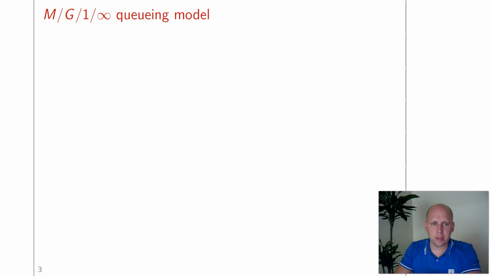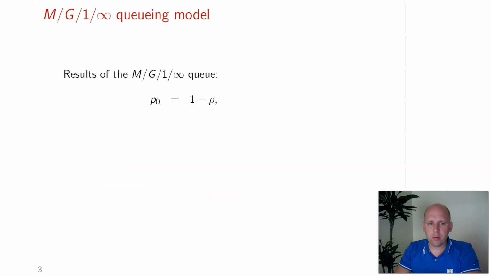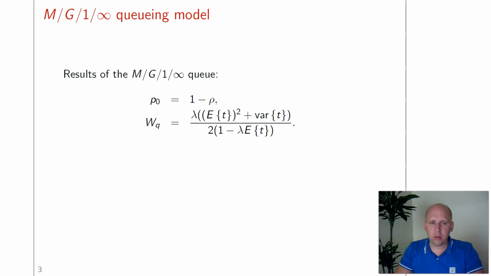So that makes sense. We have, of course, that P0 is 1 minus rho, and we also have the following that can be derived for the M/G/1/infinity queuing model: the following formula for the expected time in the queue. And then, of course, if we have one of the performance measures, we can also calculate the others.